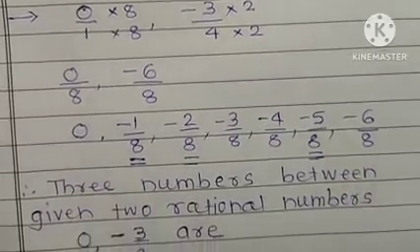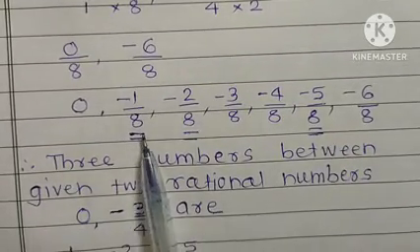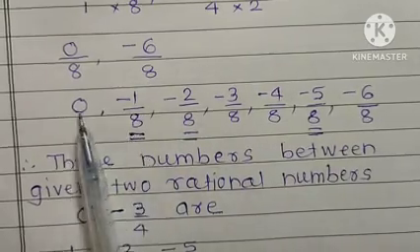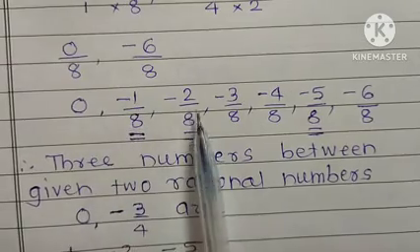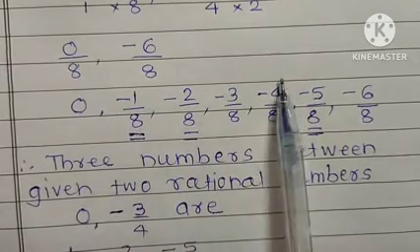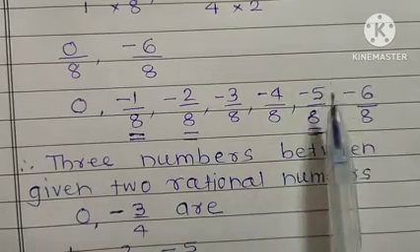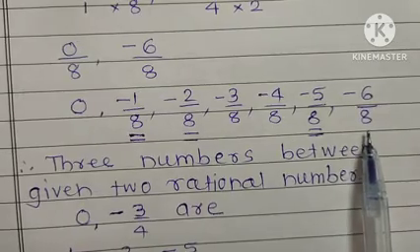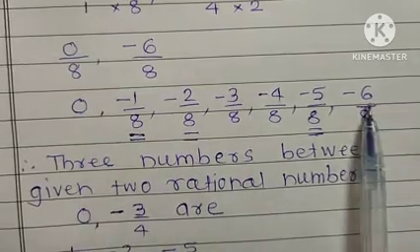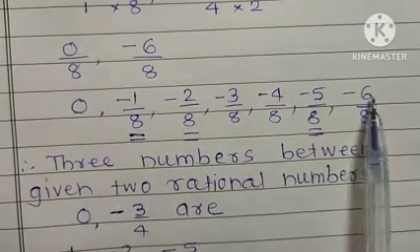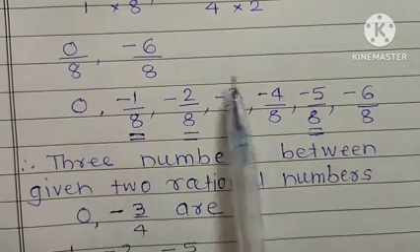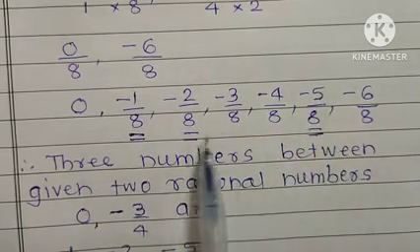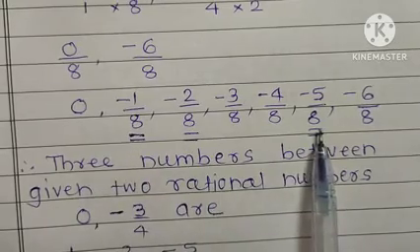But every time the denominator is 8. Okay. So 0, -1 by 8, -2 by 8, -3 by 8, -4 by 8, -5 by 8, and finally -6 by 8. So between these 2 numbers, there are so many numbers. Okay. You can write any 3 out of these numbers.